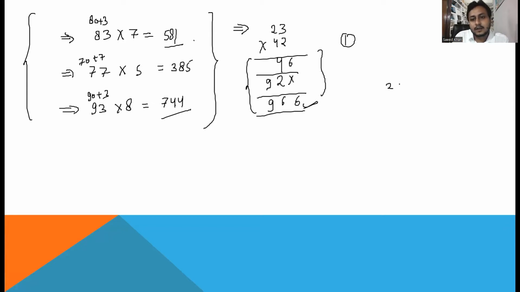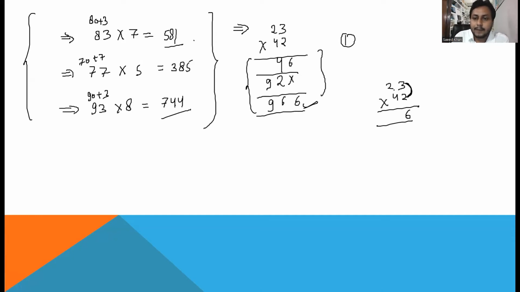You can find the final calculation in one step only. Like 23 into 42 करना है. 23 into 42 is what? First multiply the unit digit of both numbers. 3 into 2 is 6. So the unit digit of the product should be 6.